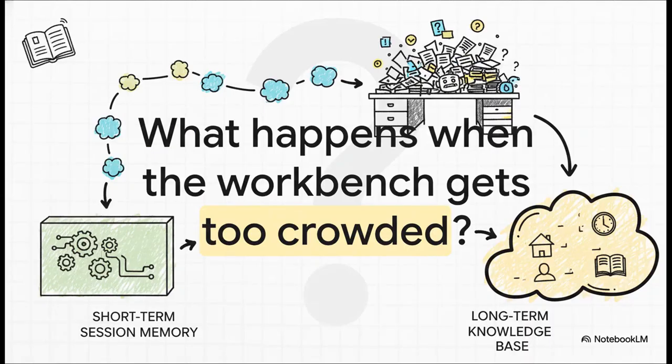But okay, there's a problem. As a conversation gets longer and longer, that workbench gets incredibly crowded. And this leads to some very real issues. It costs more money to send a giant conversation history back to the model every single time. It makes the AI slower. And it can even cause something called context rot, which is where the model just gets confused by all the noise and loses focus.